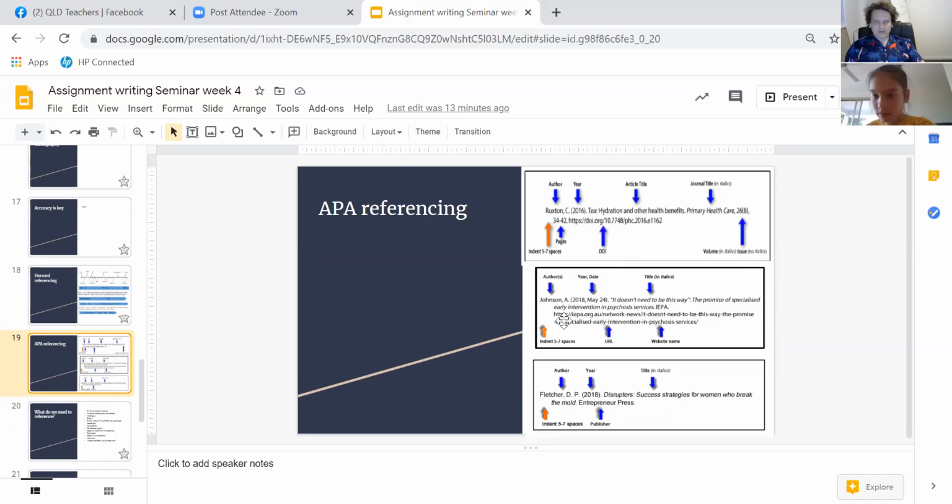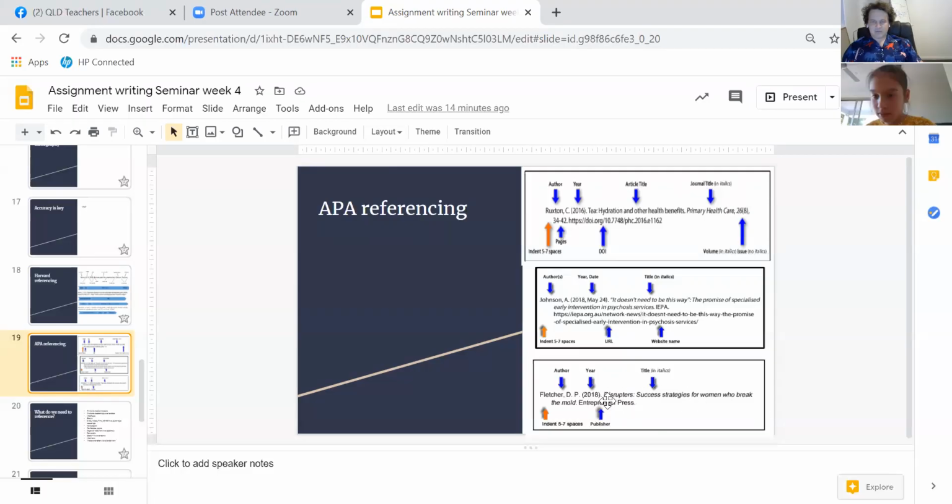So for the website, for APA, it's slightly different. You have last name, then you've got the initial, but then you've got the year and the date that it was published. If you don't know that, then just put the year. So the title is in italics, then you have the organization name, and then this one here. So they are very similar, but different enough that you need to be aware of what the differences are.